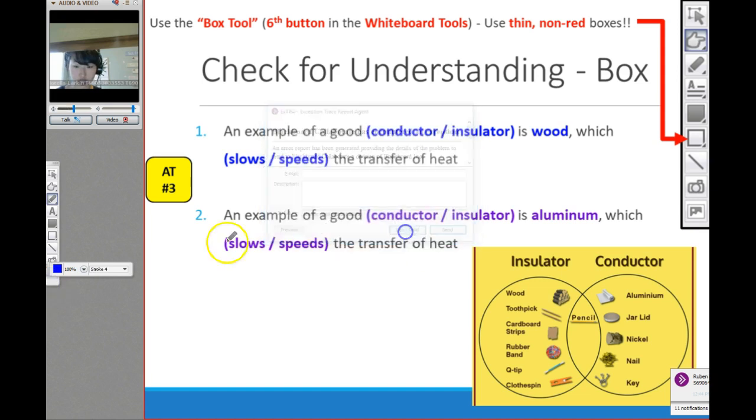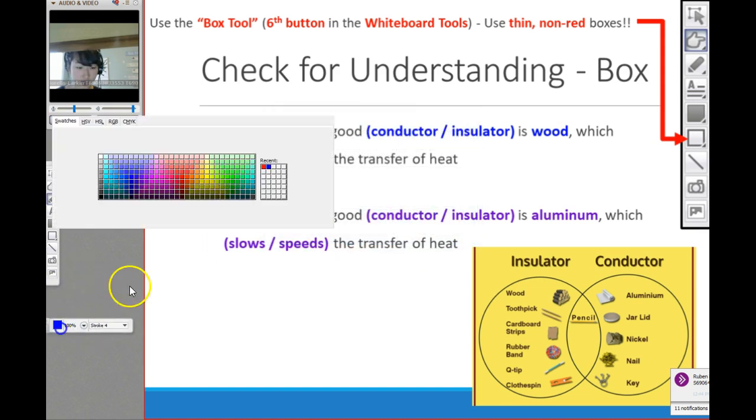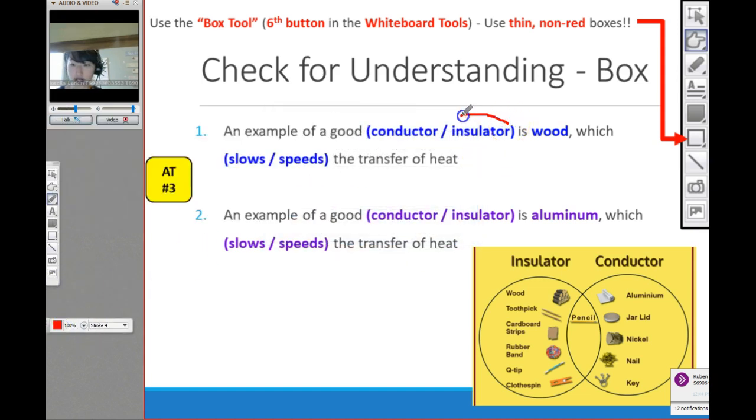Sorry, I'm going to change my color here. Right, so wood is a good insulator. And does that mean it slows or speeds up the transfer of heat? Again, think about stirring with a wooden spoon. Are you going to get heat to your hand slow or fast? Yes, it's going to slow it down, absolutely.